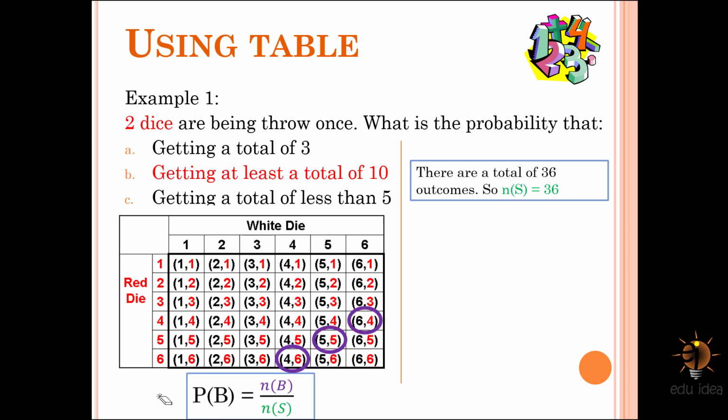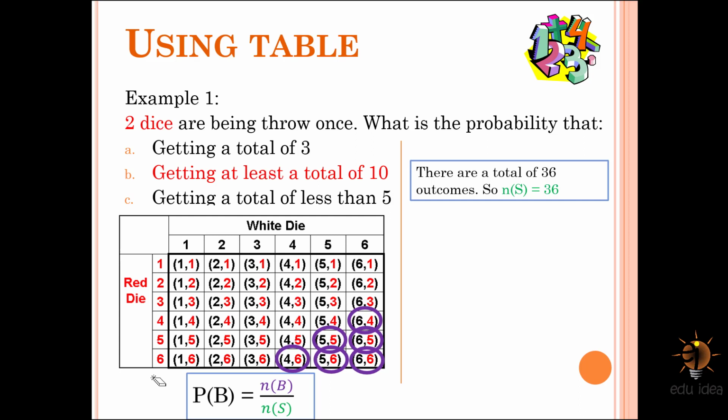But again, it says at least a total of 10, which means you can have more than that. It can be 11 or it can be 12. So let's go to the next number, which is 11. We get it from here: 5, 6 and 6, 5, because 5 plus 6 is 11, and 6 plus 5 is 11, and that is more than 10. And the last one is 6, 6, which equals 12, because 6 plus 6 equals 12.